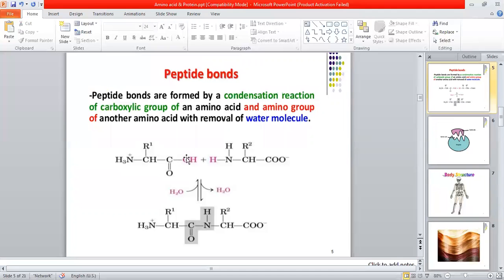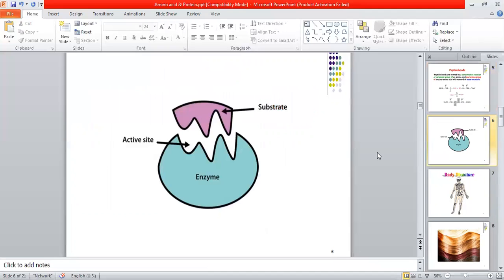Now just see, there are two amino acids, and two amino acids are linked with each other. With the removal of water, you can make this type of amide linkage. So this is called peptide bond formation.